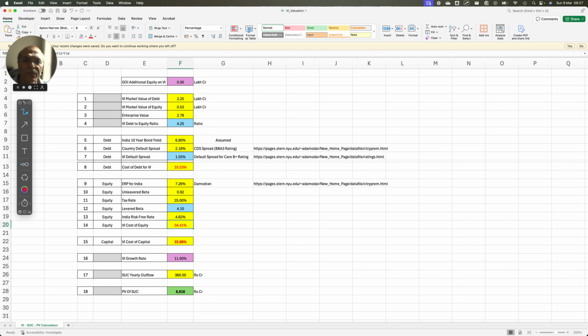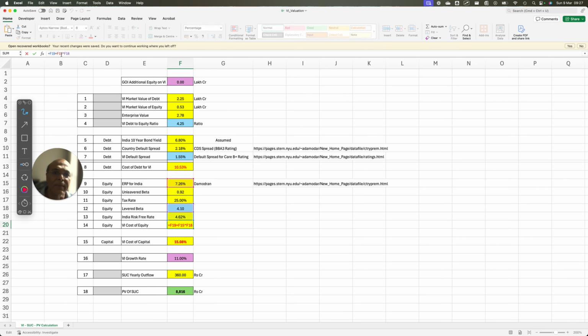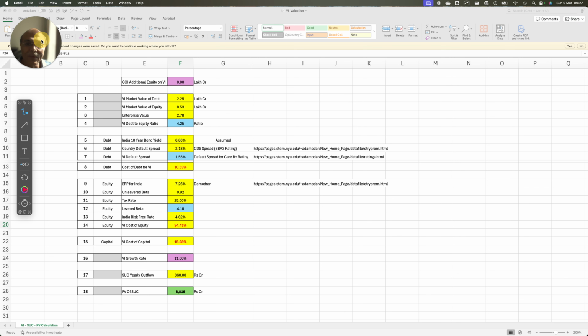Then, in order for you to calculate the cost of equity, you add the risk-free rate, then multiply the ERP, which is F15, which is here, by this value. Then you come out with a number of 34.41%. Now, the people who are watching this video will be very surprised that the cost of equity for Vodafone Idea is 34.41%.